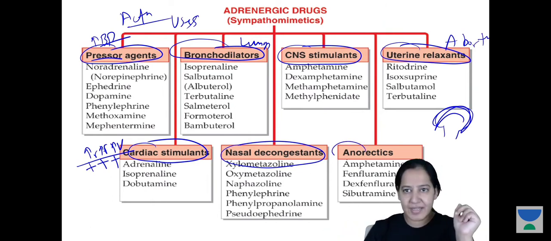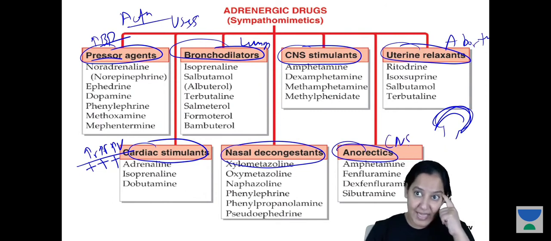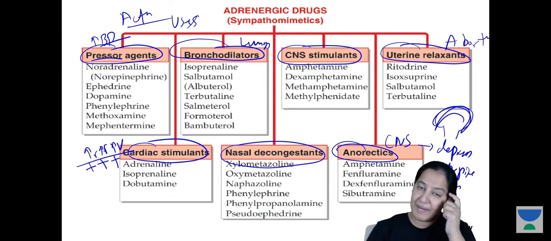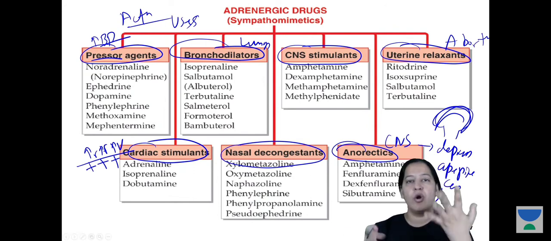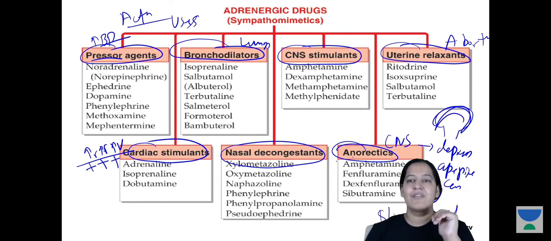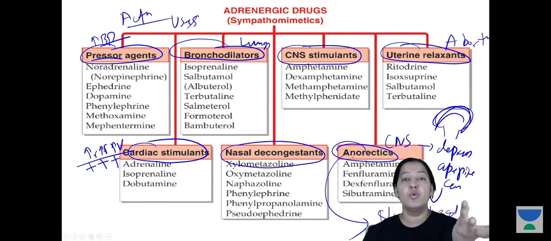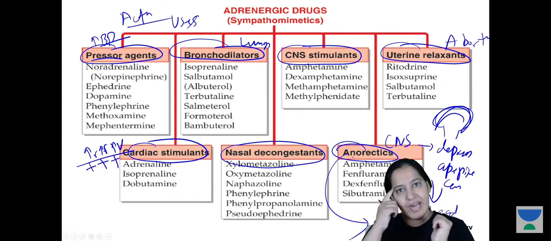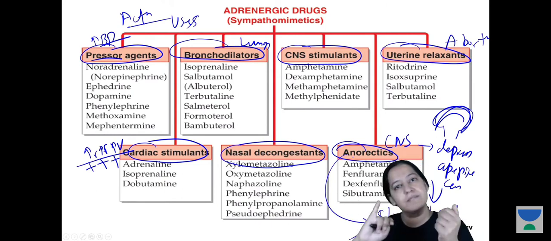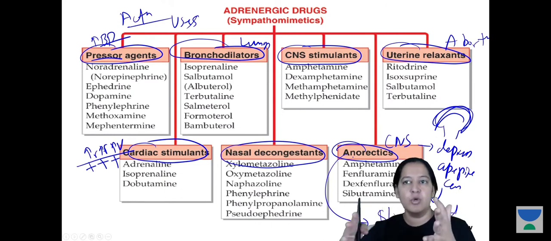And anorectics are the drugs which act on CNS and depress the appetite center in the brain. So these patients will have less appetite because the appetite center in the brain is depressed, so they will not feel hungry at all. So they will eat less. Since they will eat less, they will become slim. So anorectics are the drugs which help lose weight. How do they lose weight? By this mechanism. In the brain, they suppress the appetite center, so they feel less hunger, eat less, become slim, and lose weight. So it is usually used by obese patients.